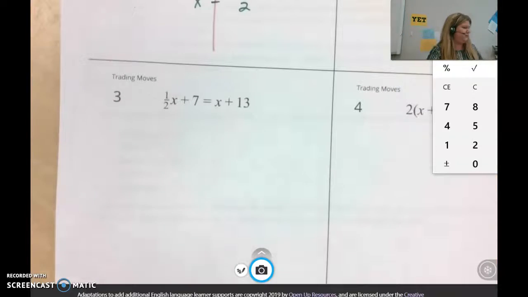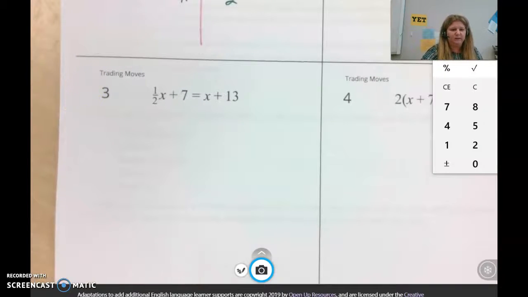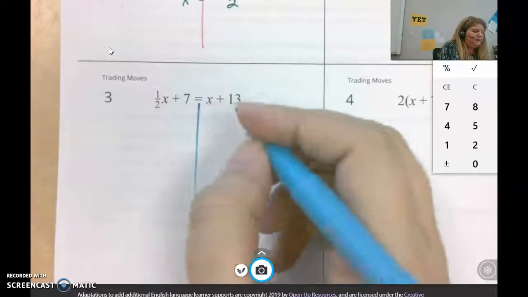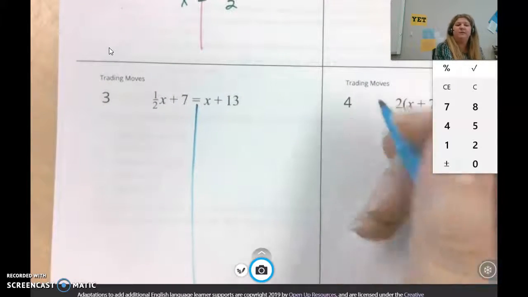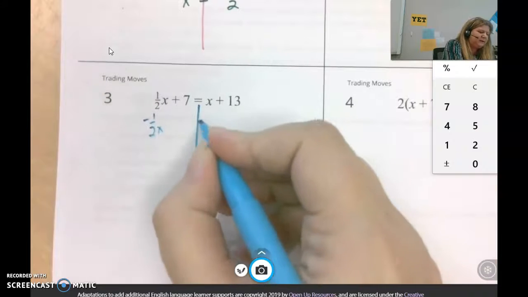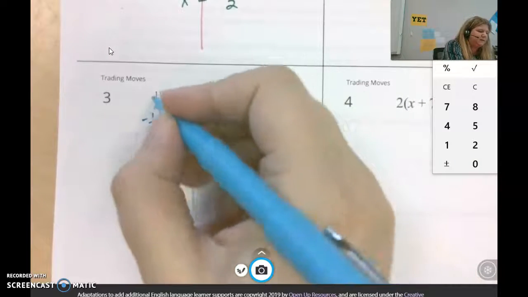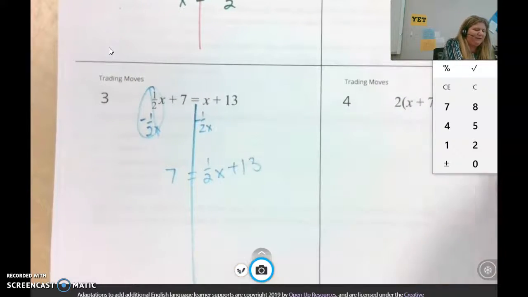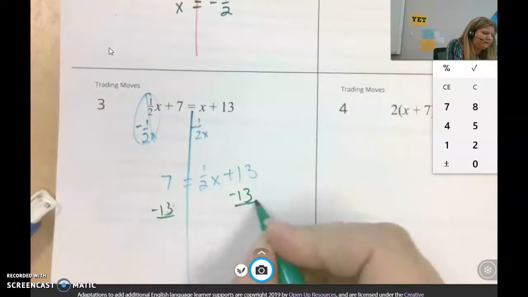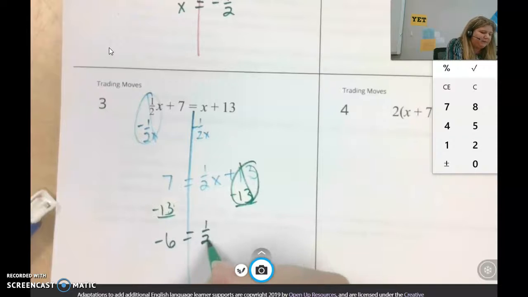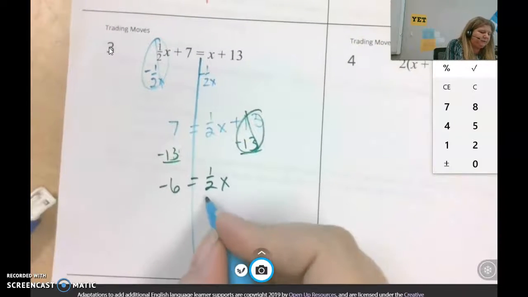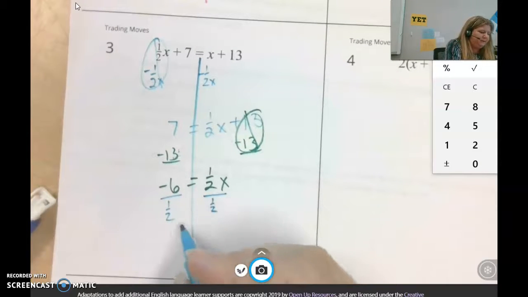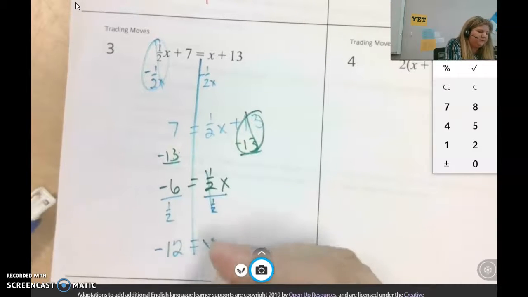We'll do number 3. So pause the video, work it out, answer the question, and then I'll walk you through it. So first thing I want to do is get all the variables to one side and all the constants to the other. So this time I think I'll mix it up and put my variables on the right side and my constants on the left, just to prove that you can do it that way, because I usually prefer the other way. So then I'll subtract 13 from each side. Eliminated. Negative 6 equals 1/2 x. Okay, and I'm going to divide by 1/2, which is actually multiplying by 2. So negative 12 equals x.